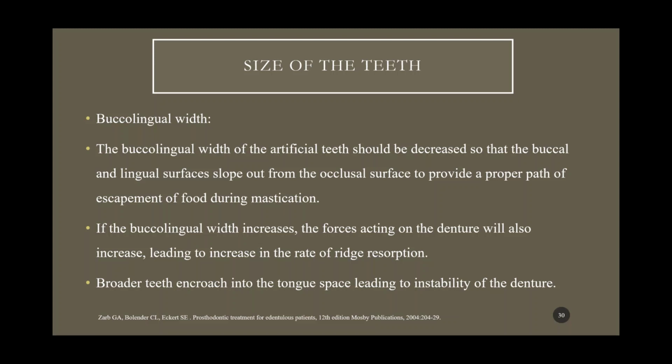In artificial teeth, the buccolingual width should be decreased so that the buccal and the lingual surfaces can slope out from the occlusal surface to provide a proper path of escapement of food during mastication. And it also helps in development of the correct form of the polished surface of the denture. Then if the buccolingual width of the artificial tooth increases, the forces acting on the denture will also increase, which will lead to an increased rate of ridge resorption.